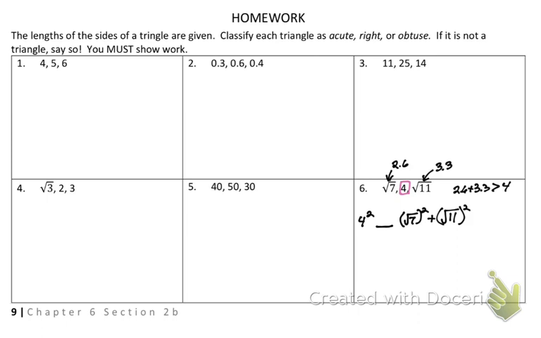So the only one I have to do is 4 times 4 is 16. Has something to do with 7 plus 11, so that's 18. 16 is less than 18. This 4 was my potential hypotenuse. My potential hypotenuse was too small, so it makes it acute. Okay. I just did this first, probably. Yeah. Exactly. All right, any other last second questions?